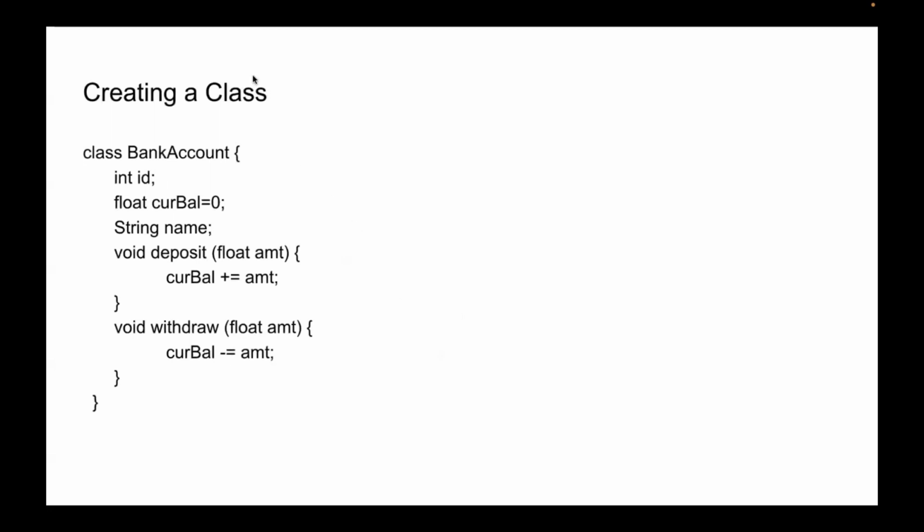See, creating a class, we have already seen when we created that main method. When we create a new Java class, we were able to create this class. But here, we are creating a class BankAccount, and then int ID, float currentBalance, String name. These are basically the states or attributes. This ID, current balance, and name are also called instance variables. Instance variables are non-static variables.